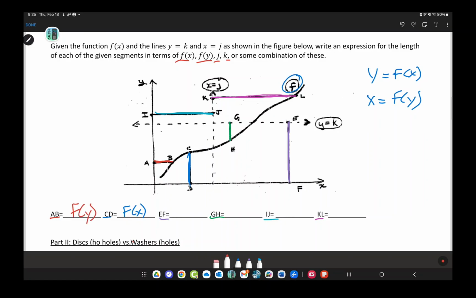Oh, I see what they mean. So x equals j is a function. And y equals k is a function. Yeah, those are functions.